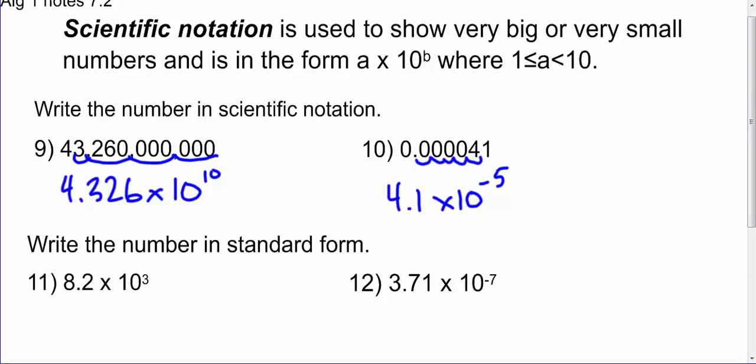All right, on our next two examples, we're going to actually work in the opposite direction. Instead of writing the scientific notation, we're going to actually change it to the standard form, the form we're more used to with most of our numbers. So 8.2 times 10 to the 3rd, this +3 means that decimal needs to move right 3 places. So there's 1, 2, and 3.